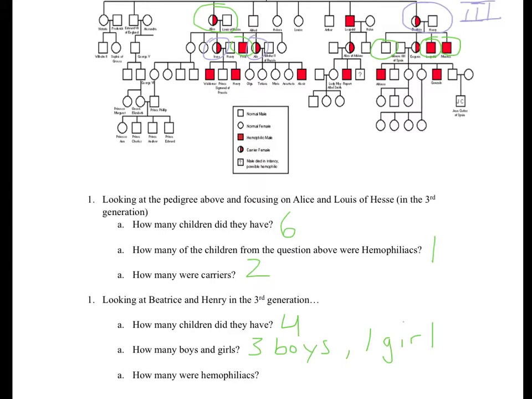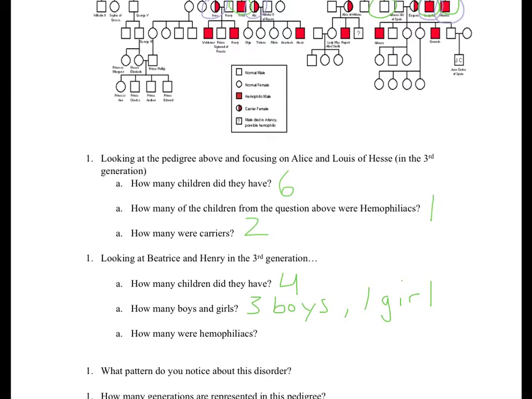So then the final question dealing with Beatrice and Henry is how many of the children were hemophiliacs? And if we again study the pedigree, we can see that this boy and this boy are hemophiliacs. So the answer to that would be 2. And so I will write a 2 there for the answer and move on to the next question.